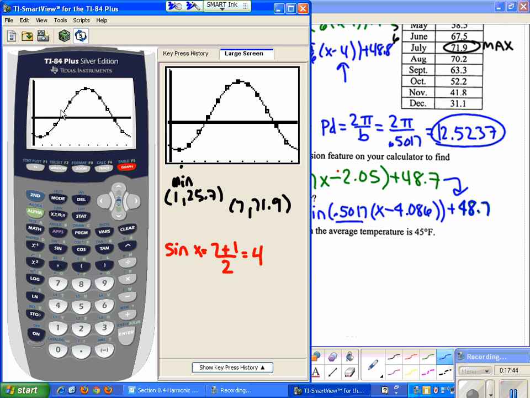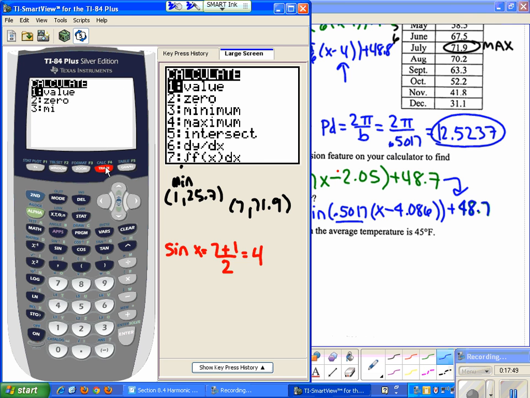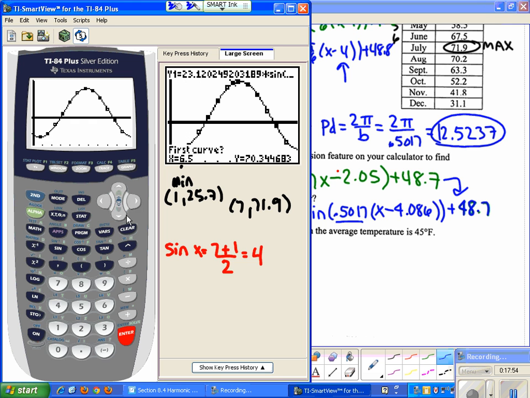And so if I want to find the time where it is 45 degrees, I would do the intersection. So second trace, intersection. And if I go over here and hit enter, enter, enter 3 times, I get an x value of 3 point something. So if it's 3 point something, then think about your months. January, February, March would be the third month, and it's actually in late March because it's 3.76.